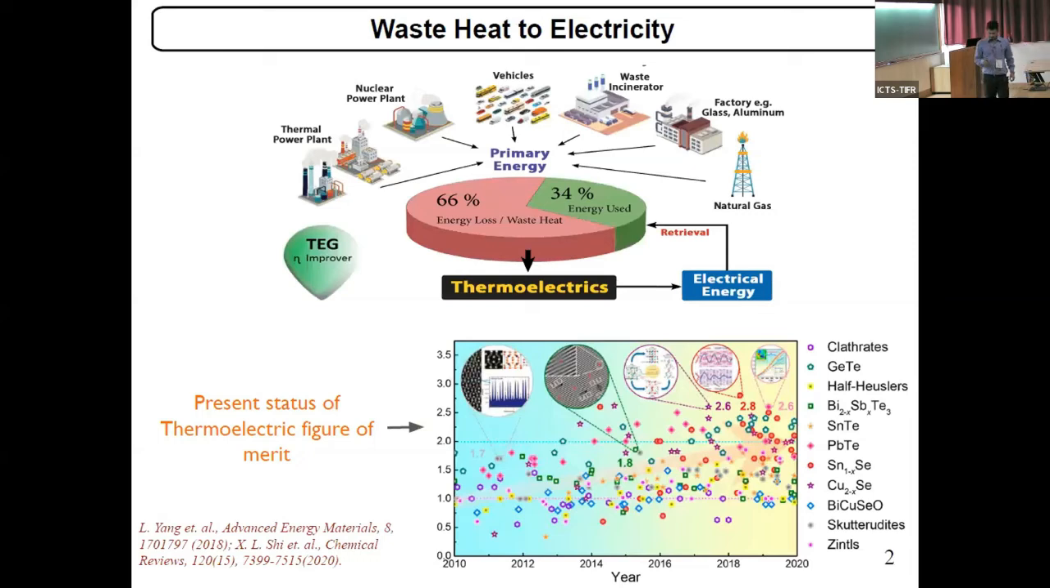As we all know, 66% of energy is getting wasted as heat energy. If we can convert that heat energy to electrical energy through the mechanism called thermoelectricity, that heat energy can originate from thermal power plants, nuclear power plants, vehicles, etc. This is the present status of thermoelectric figure of merit, where it has been observed that GeTe, SnTe, and PbTe have been shown to be champion materials for thermoelectric applications.